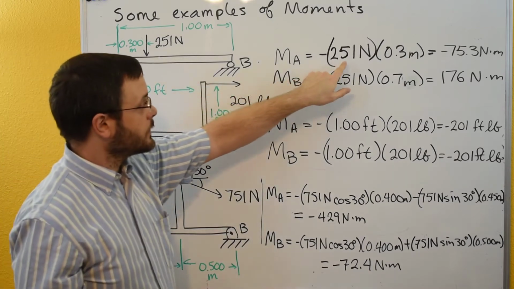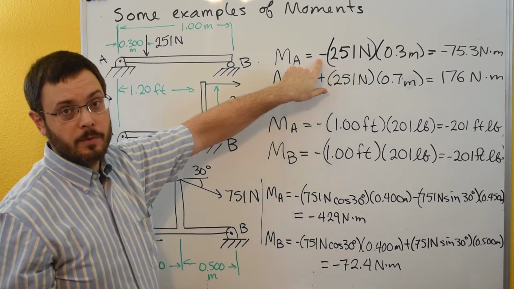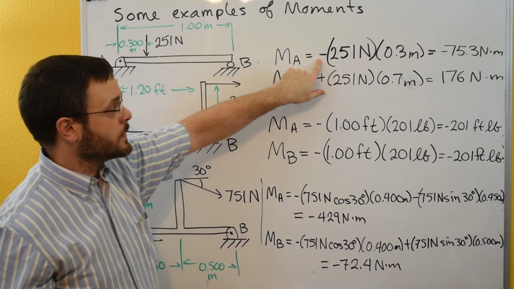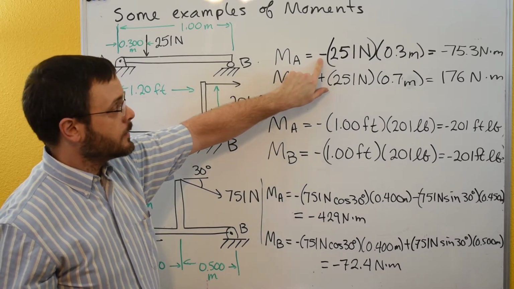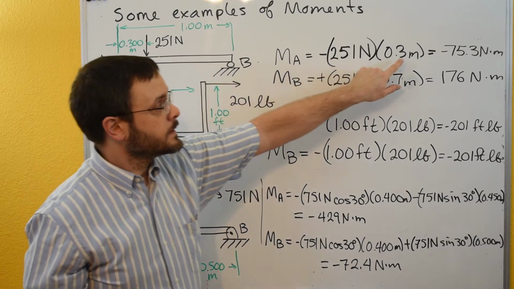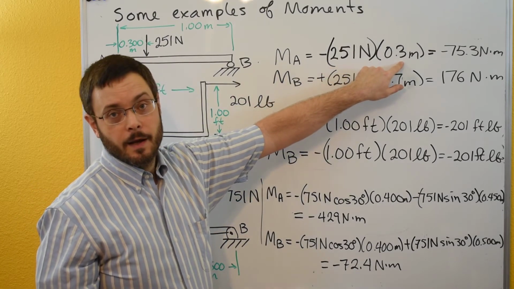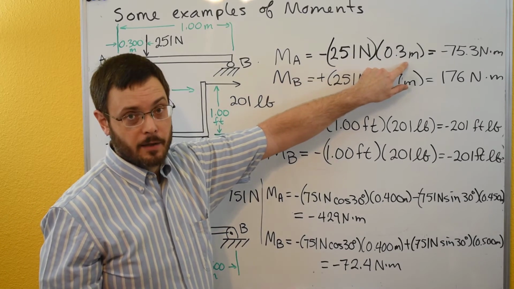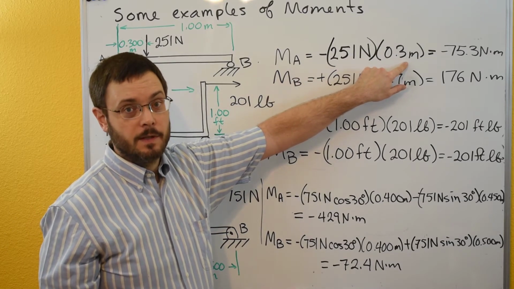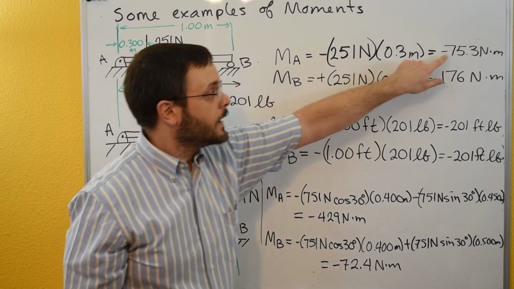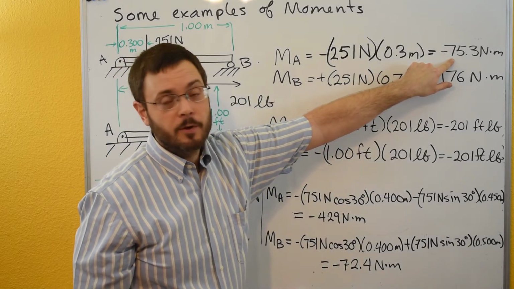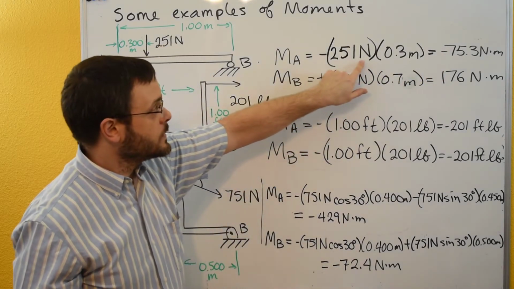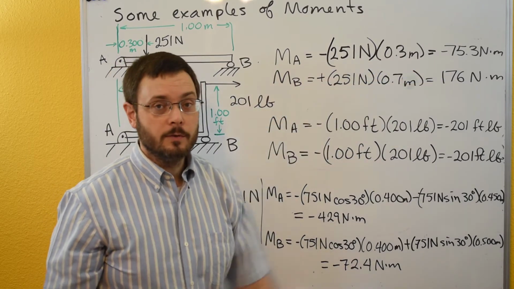And then just doing this calculation, minus sign in front because it's a negative moment, not because it's a negative force. Negative moment, 251 newtons times the 0.3 meters. So remember, this is force in y, distance in x. The force and the distance always have to be perpendicular. And this gives us negative 75.3 units of just newtons times meters, so newton meters.